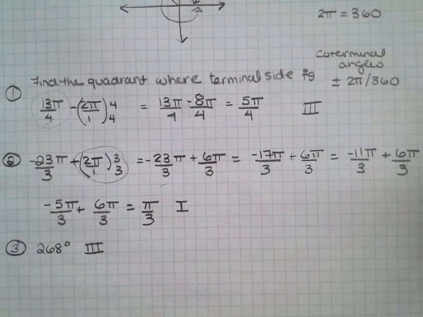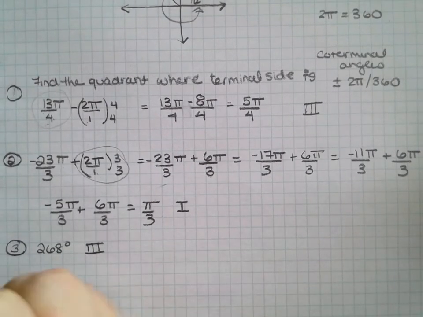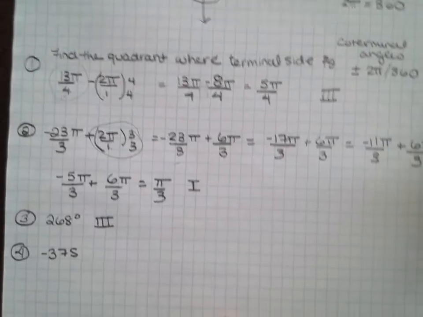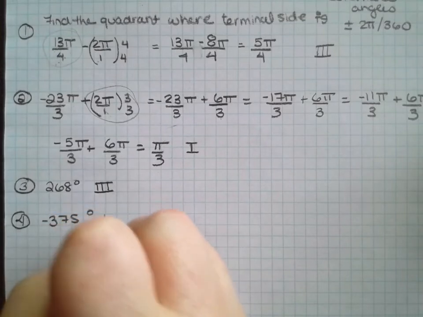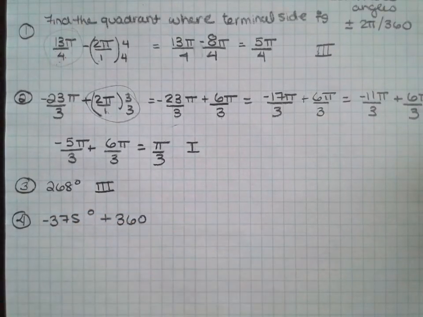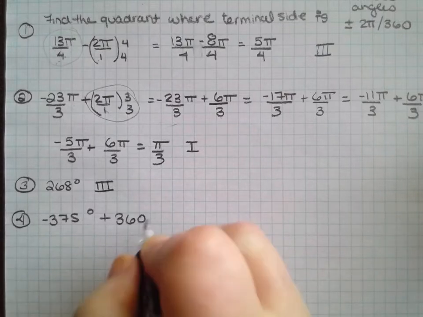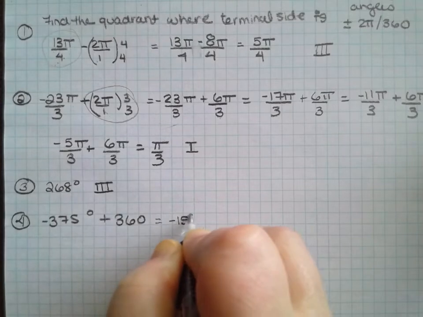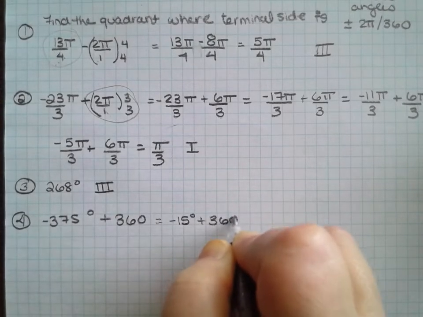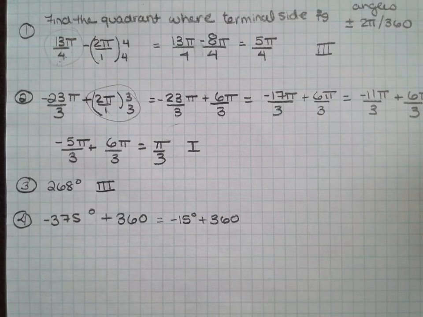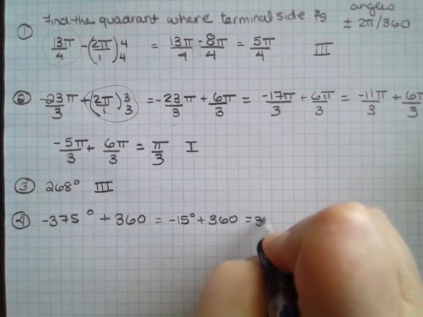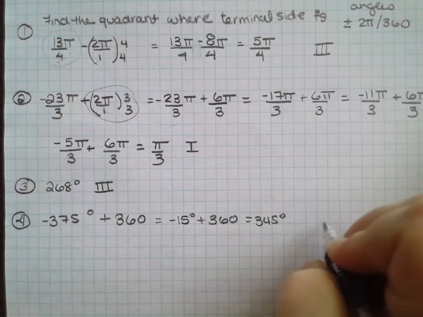Now what happens to negative 375? Well, if we have negative 375 degrees, I'm going to keep adding 360 to it until I make it positive. So negative 375 plus 360 is negative 15. And then I'm going to add 360 again. And that gives me 345. And that is in quadrant 4.